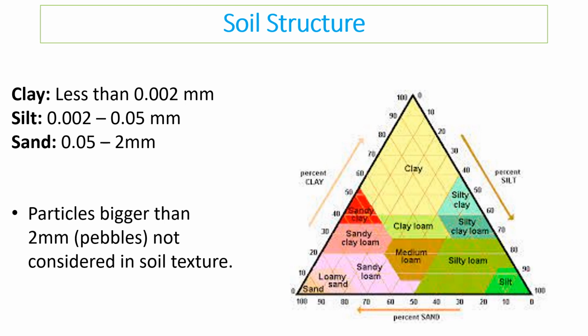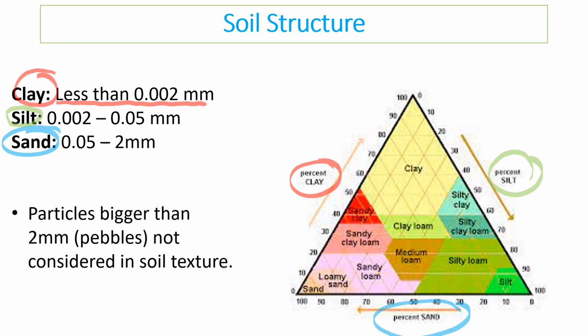So if each individual particle in the soil is less than 0.02 millimeters, we call it clay. Okay, so you can see here clay. If the soil is 0.2 to 0.05 millimeters, we call it silt. And if the soil is sandy, which means it's got bigger particles, we call it sand. So you can see how we have a mixture here, and we can work out the type of soil dependent on the properties.